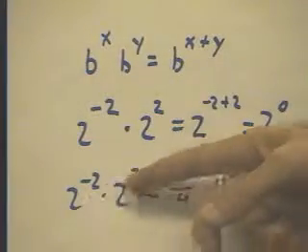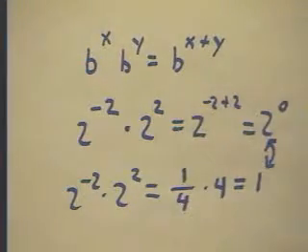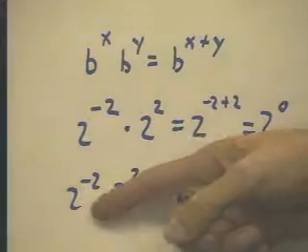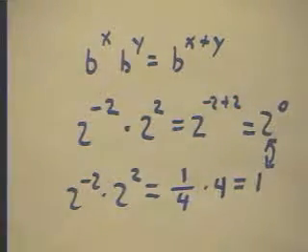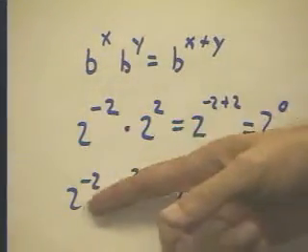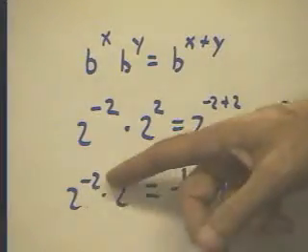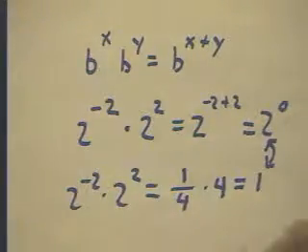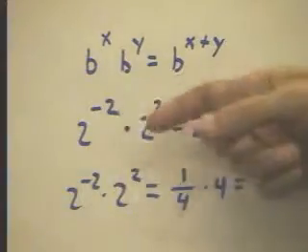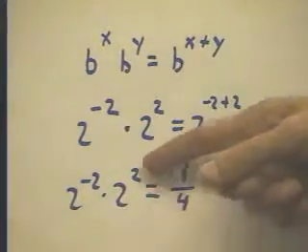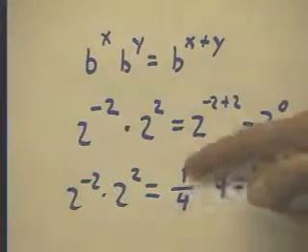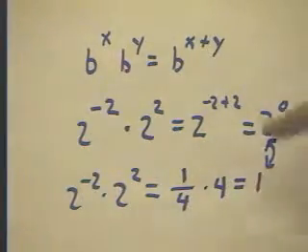Now let's write 2 to the negative 2 multiplied by 2 squared again. What do we mean by 2 to the negative 2? We mean 1 over 2 squared, which is 1 over 4, or 1/4. So a negative exponent means we put the number in the denominator and use the absolute value of that exponent. 2 to the negative 2 is 1 over 2 squared. And 2 squared, of course, is just 4, so we have 1/4 multiplied by 4, which is 1.